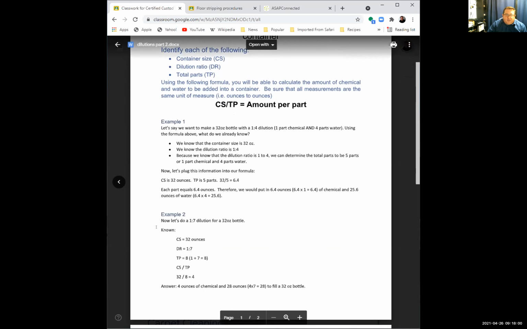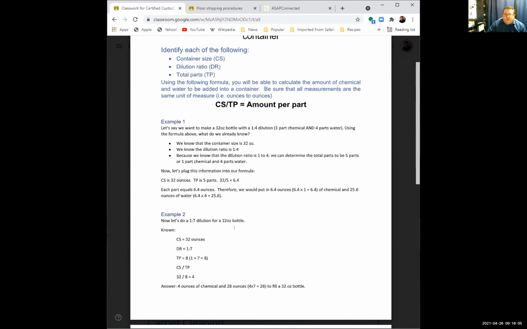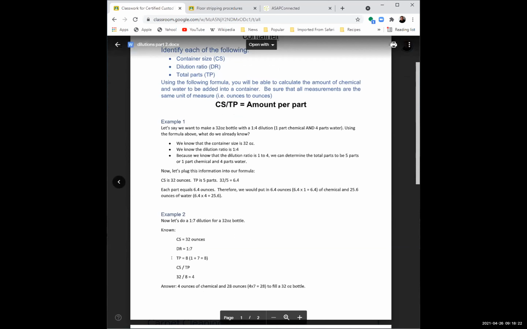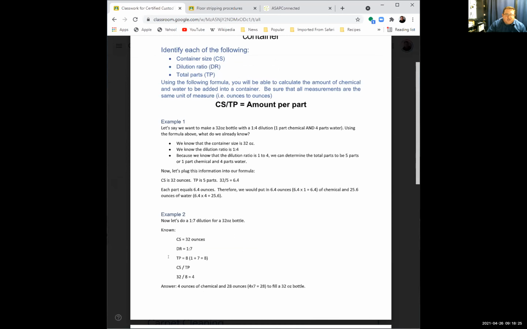So let's do one more example. We have a 1:7 dilution ratio for a 32-ounce bottle. So what's the container size? Who can help me? 32 ounce. 32 ounce, right? The dilution ratio is what? 1:7. So how many parts are there, Eduardo? 8. 8 parts. So we do the math. We take the size of the bottle, 32 ounce, we divide it by 8, and the answer is 4. So we have 4 ounces of chemical and 28 ounces of water to fill that spray bottle.